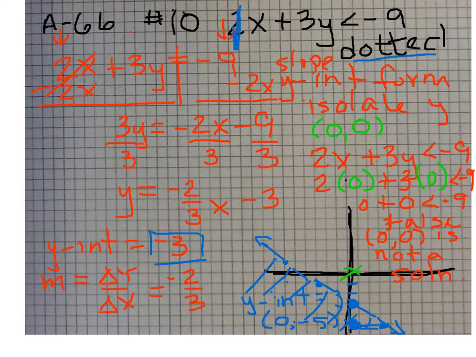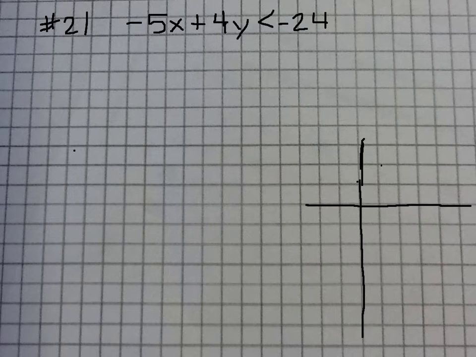All right, so I'm going to do number 21, which says negative 5x plus 4y is less than negative 24. So the first thing I know is that my line is dotted because it cannot equal. So there we go. That's the first thing. And now I'm going to go ahead and take a look at this.